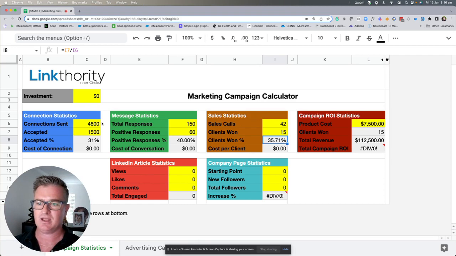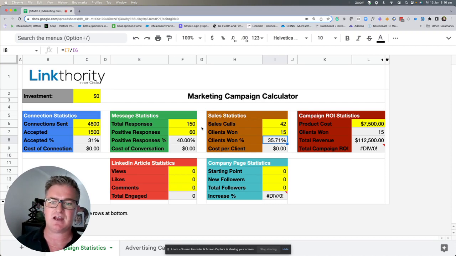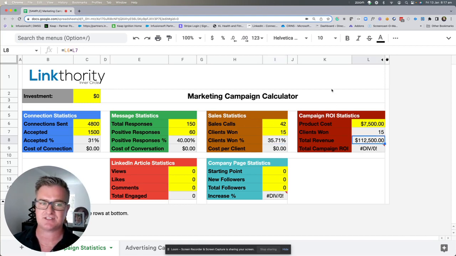We know that we're now trying to get our message in front of 4,800 people, of which 1,500 are now in front of our database that we can start to market to. They're engaging with us. From those 1,500, we've developed 150 conversations, responses. From those 150, we're getting two-way conversations or positive responses out of 60. Of those 60, 42 have gone into a sales call. Out of those 42, we've converted 15. That's now given us $112,000 in first year annualized revenue from those clients.